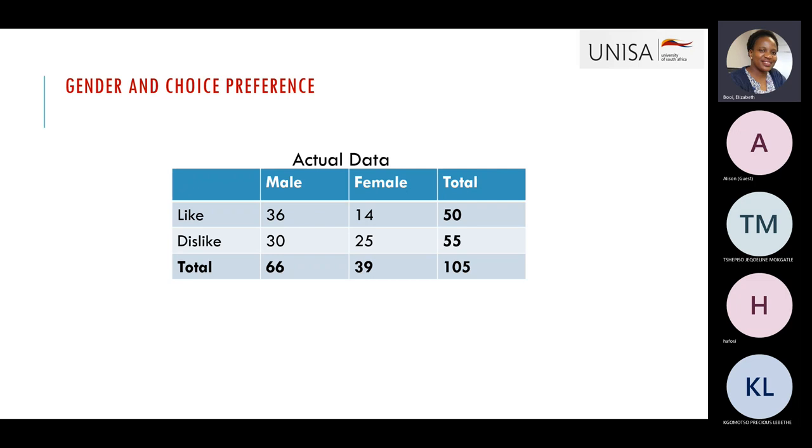In total, there were only 105 people that responded to that questionnaire. So you can see that 66 plus 39 is 105, the same way as 30 plus 25 is 55 and 14 plus 25 is 39. And that's how you can calculate the total if they didn't give you the total.